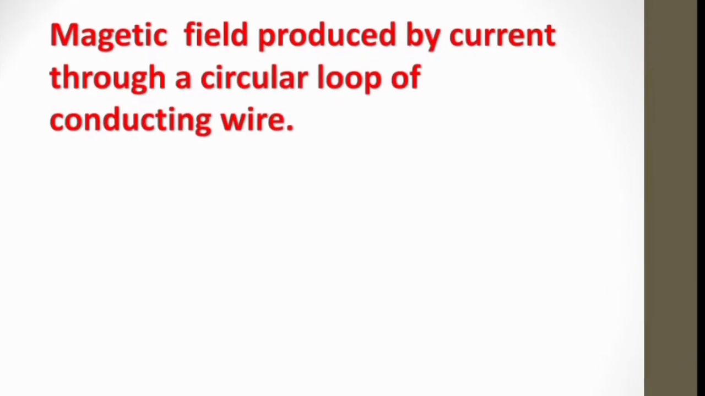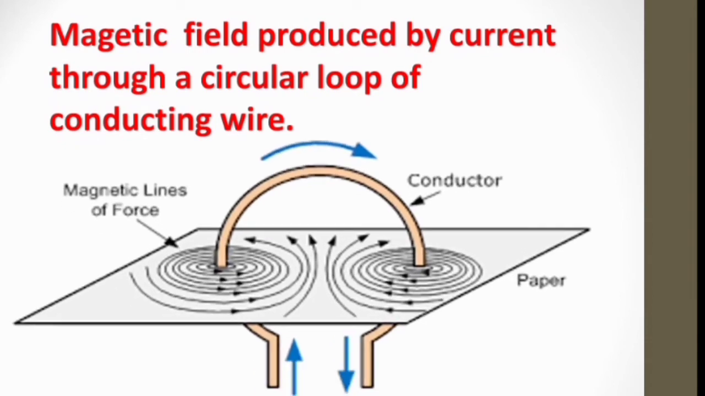Magnetic field produced by current through a circular loop of conducting wire. We learned about the magnetic lines of force of a magnetic field produced by a current flowing through a straight conductor. What will happen to the magnetic lines of force of the field produced by a current flowing through a loop made by bending a straight wire? Let's see. A circuit is completed by connecting various components as shown in the figure. Here is the figure. If the current passes through the loop, here is the loop.